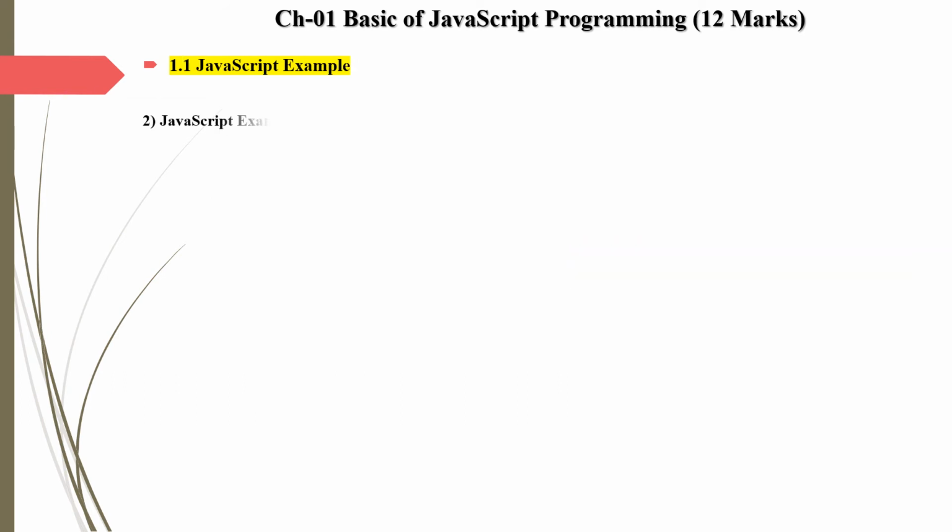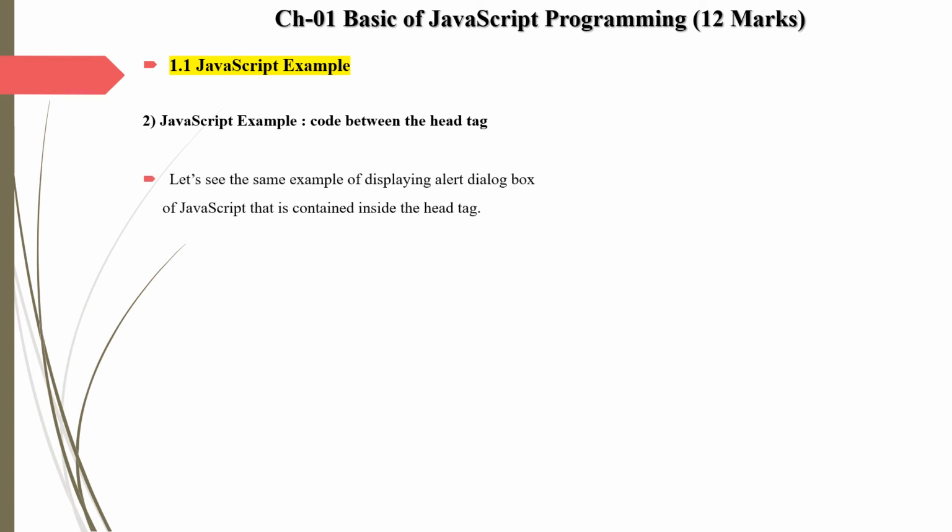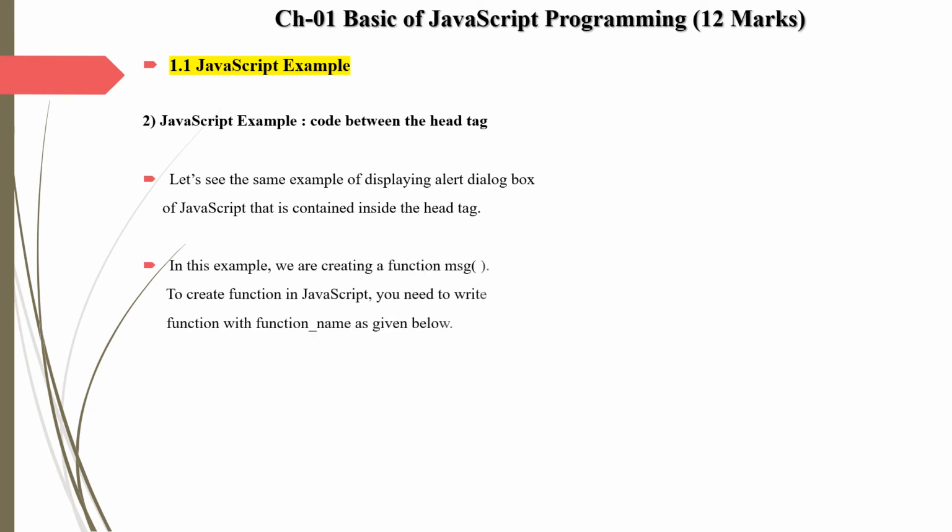Then we see the second way to create a JavaScript example, with code between the head tag. Let us see the same example of displaying an alert dialog box, but contained inside the head tag. In this example we are creating a function message. To create a function in JavaScript, you need to write function with the function name as given below. To call the function, you need to work on an event. Here we are using the onClick event to call the message function.